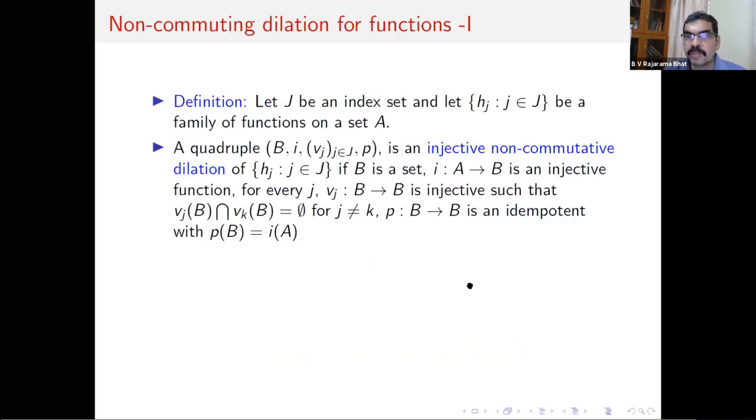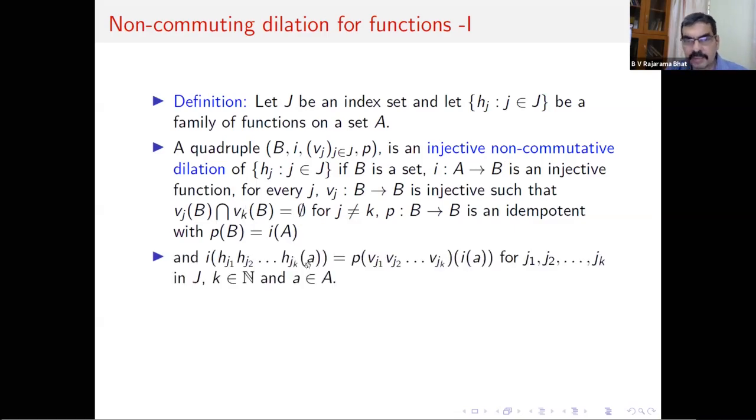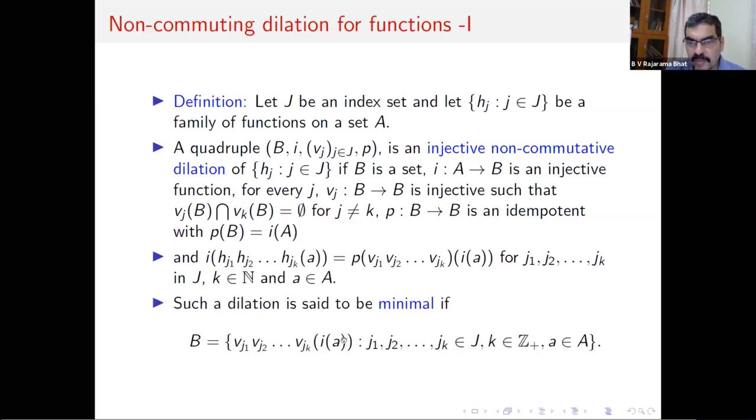So we can do the same thing for functions. Now, what is orthogonal ranges? That has to be changed to disjoint ranges. So that is the definition: instead of orthogonal ranges, we want disjoint ranges. The rest remains the same. It's just that change, and for the minimal dilation there is no change. Everything else is the same. Just the orthogonal ranges have been replaced by disjoint ranges.